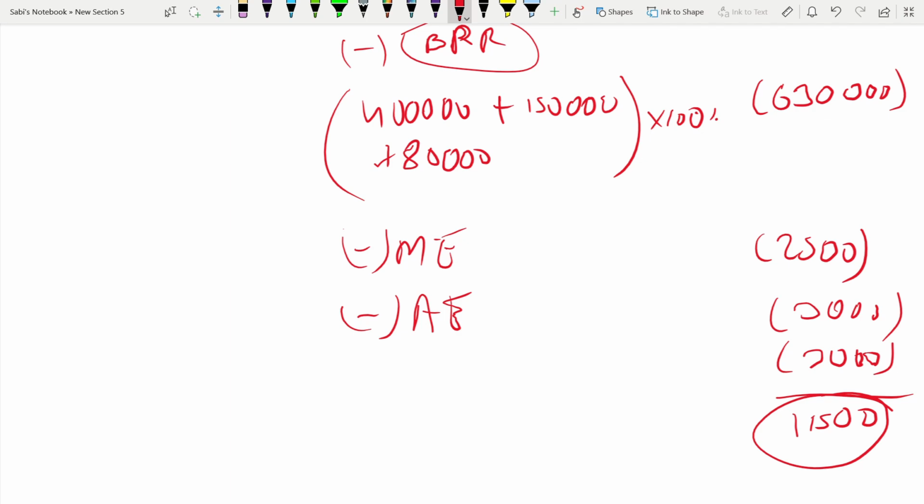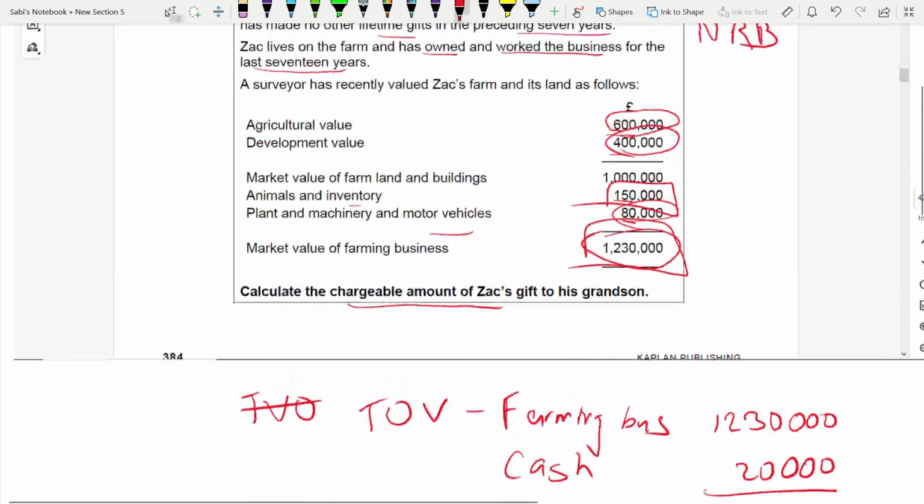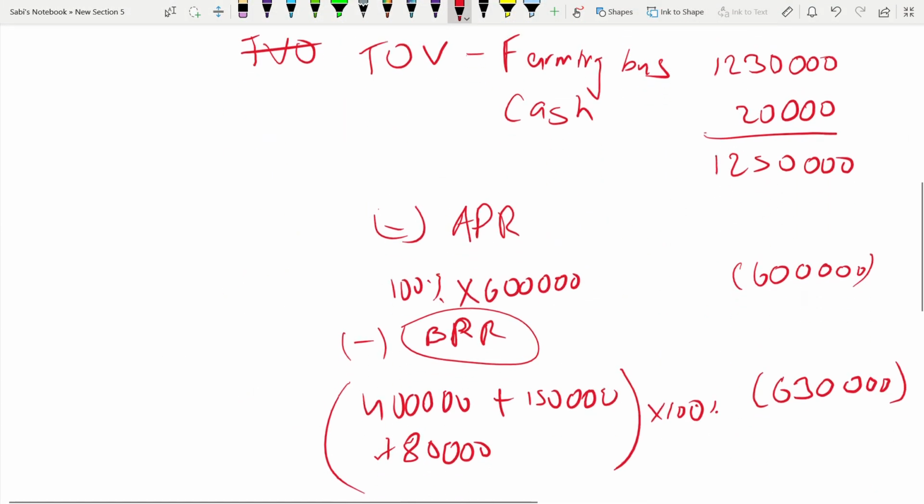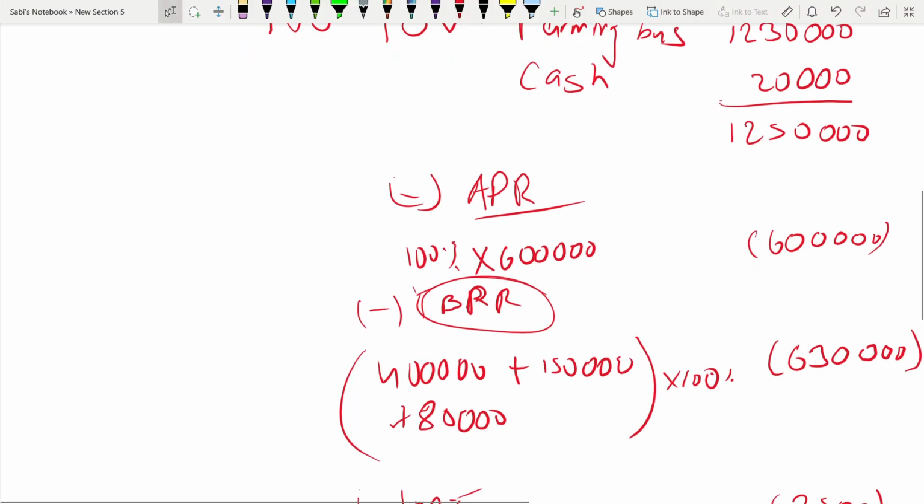And now, since the question says calculate, you just have to calculate. You don't have to give reasons. But if they tell you to give reasons why APR is available, or why BPR is available, then you have to give reasons. So I'm not writing the reasons, but I will tell you the reasons why.